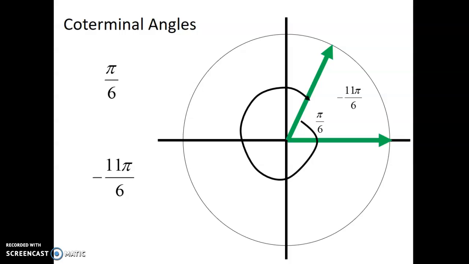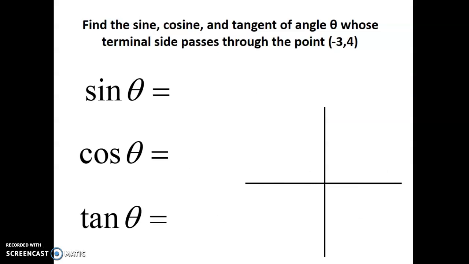All right, so hopefully you're good and you found all the angles. If not, make sure you ask some questions in class. The next thing we're going to look at is finding the sine, cosine, and tangent of a terminal point.